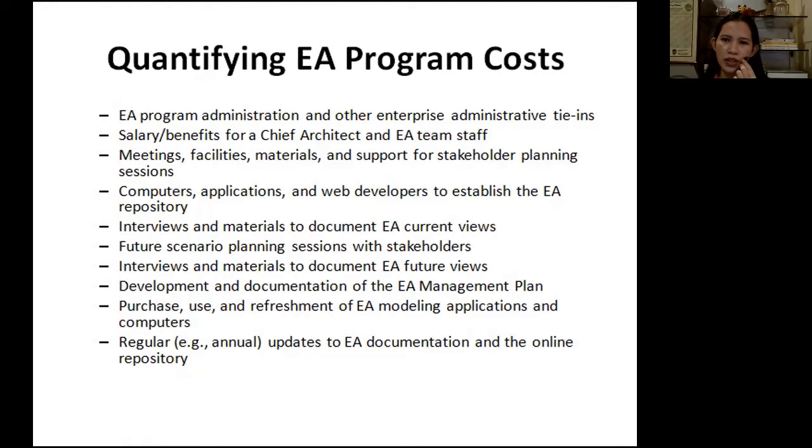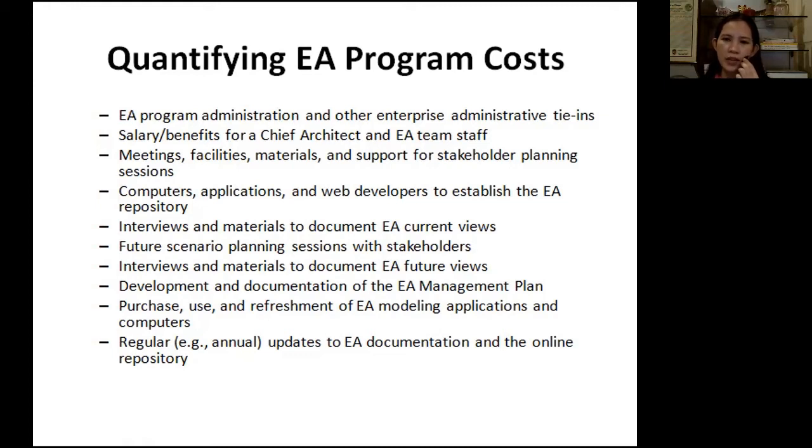EA program administration and other enterprise administrative tie-ins, salary and benefits for a chief architect and EA team staff, meetings, facilities, materials, and support for stakeholder planning sessions, computers, applications, and web developers to establish the EA repository, interviews and materials to document EA current views, future scenario planning sessions with stakeholders, interviews and materials to document EA future views, development and documentation of the EA management plan, purchase, use, and refreshment of EA modeling applications and computers, regular or annual updates to EA documentation and the online repository.